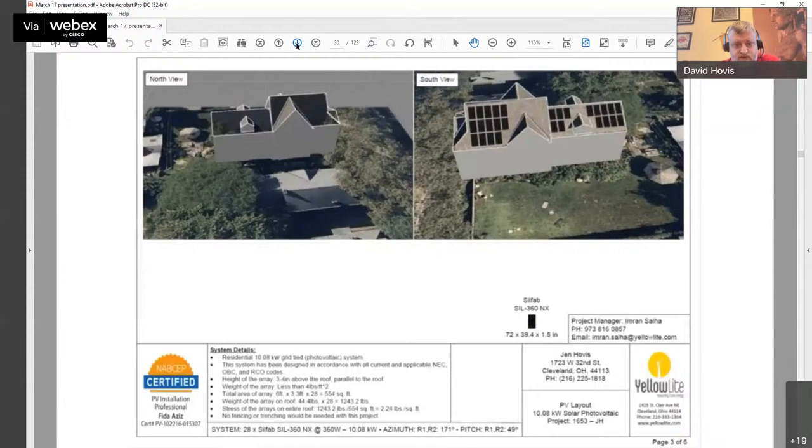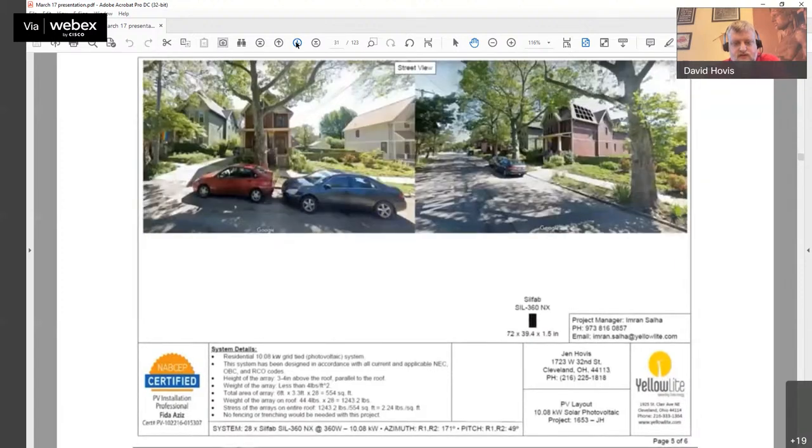Just a 3D rendering showing what this would look like, and then the next slide shows a rendering of what this would look like from the street and what you would actually be able to see, which is mainly just the panels on the front half of the roof there. Next slide, please.